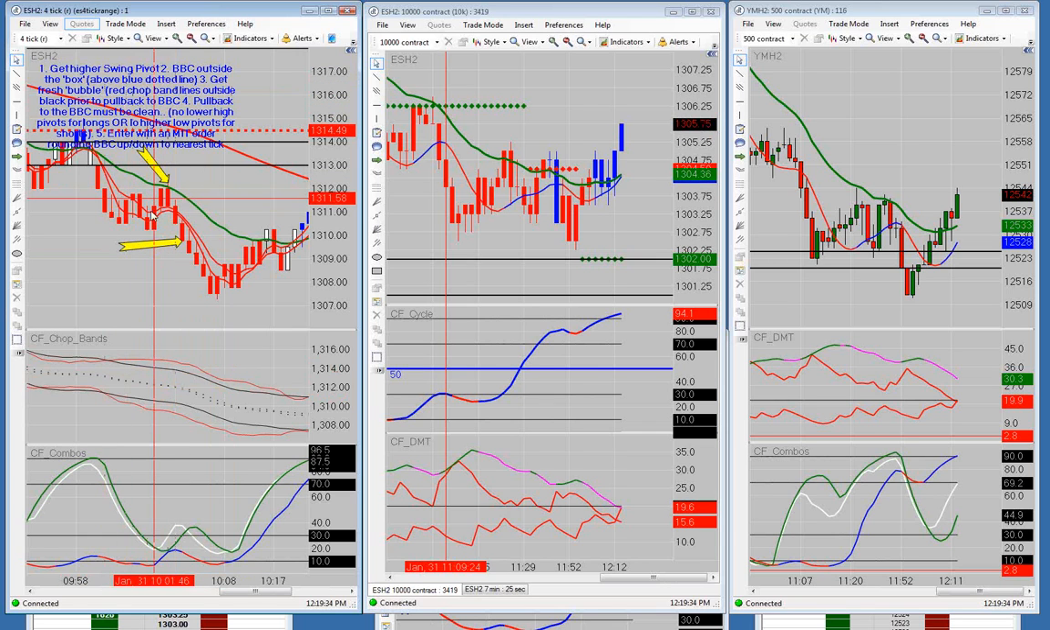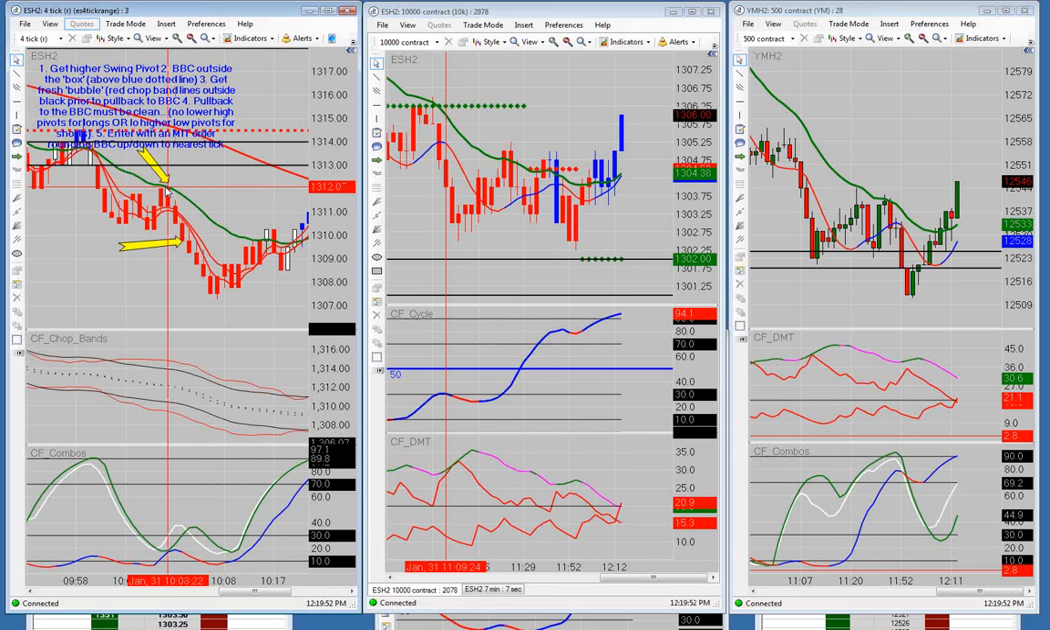The pullback to the BBC needs to be clean, meaning there's no lower swings, meaning there's no higher low pivot is what I mean, and I'll show that to you in just a minute. I'll show you what I mean by that in a minute. And you enter with an MIT order and round the BBC up or down to the nearest tick.